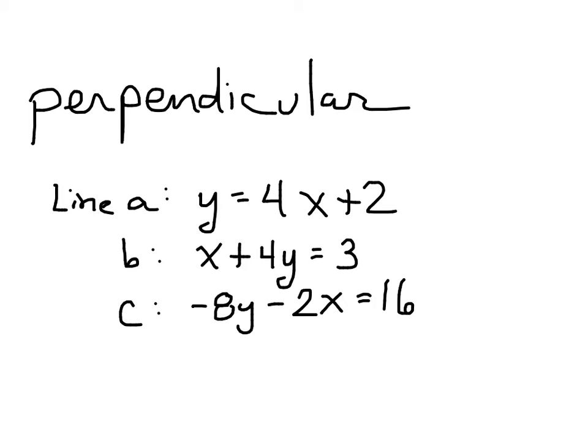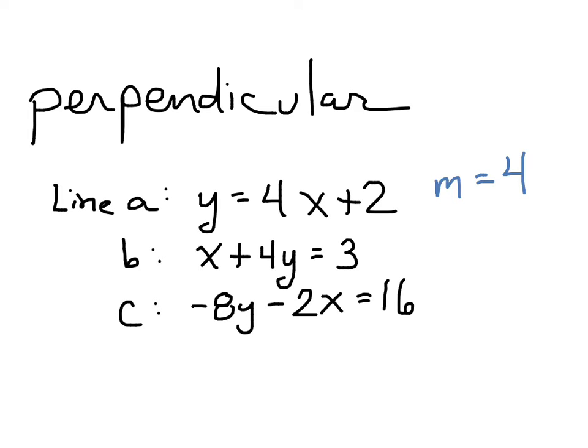Are all these in y equals mx plus b format? No. Which one is? Line A. Line A is in that format. So, which number is in the m position then? 4. So for line A, the slope is 4.